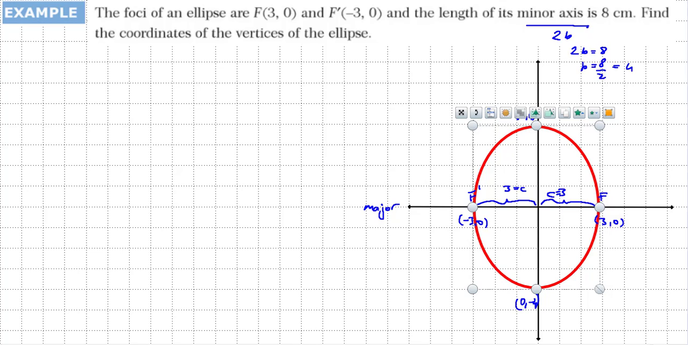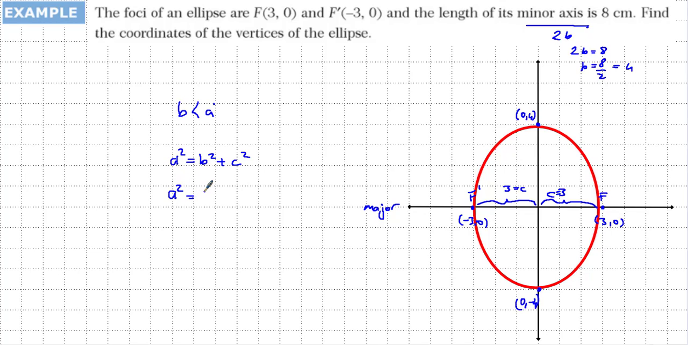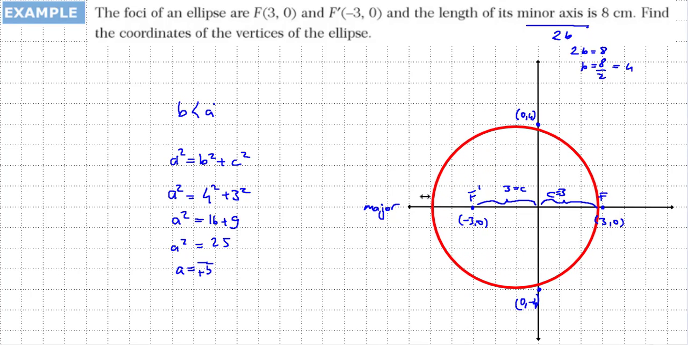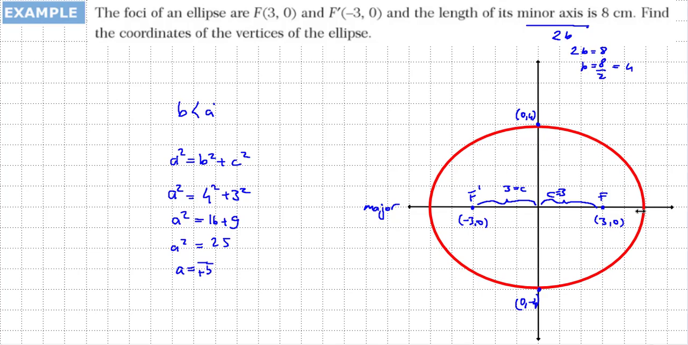First, the major axis. The minor axis is b. b is less than a, so the equation is a square is equal to b square plus c square. With respect to that, a square is equal to, we don't know yet, b is equal to 4, so 4 square plus 3 square. a square is equal to 16 plus 9, a square is equal to 25, so a is equal to plus or minus 5. So the coordinates here, let me choose 5 and -5.